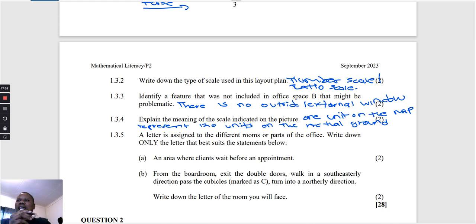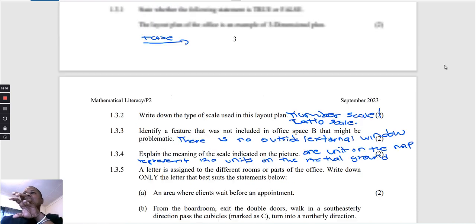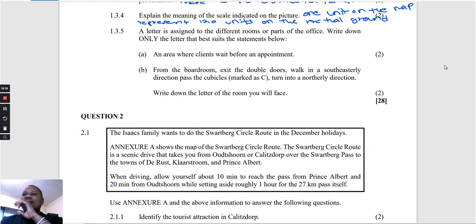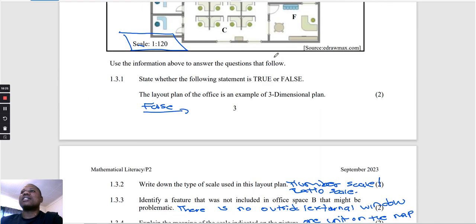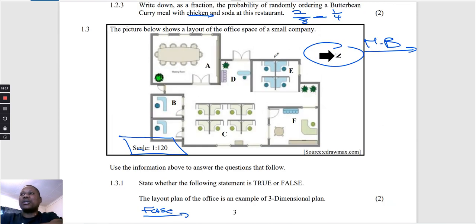Now they say a letter number 135. A letter is assigned to different rooms as part of the office. Write down only the letter that best suits the statement below. So we're going to read this statement and see which one it describes. Number A: a room where clients wait before an appointment. Let's go and look at that. Take a guess before I give you the answer.